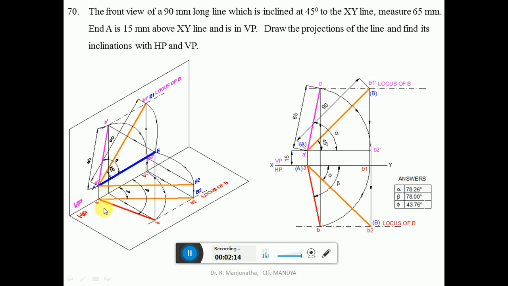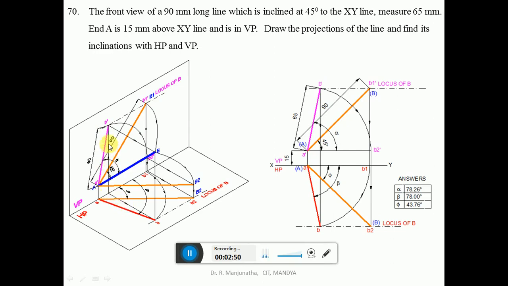But nothing is given in the top view now. NDA is only on VP, that we know, but the rest of the things we don't know. So now we can find out the true length in the horizontal plane. How? Because we know the true length is given, which is 90 mm long. Once you know the front view, and also the true length in the front view, the end projectors in the front view and top view will both lie on the same line.